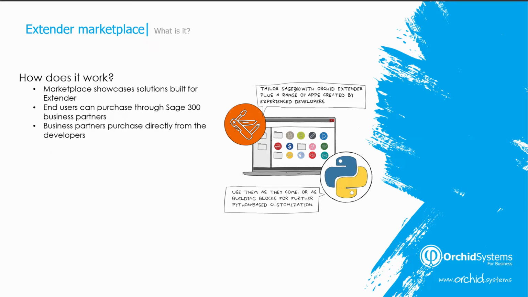The Marketplace showcases solutions built by Sage 300 developers using Extender. It is not designed to download or purchase software. End users will purchase through their Sage 300 business partners who will work out which apps are relevant and how they can best be implemented in that particular site. Business partners will purchase directly from the developers, except the Orchid apps, which are available through the usual distributor channel.